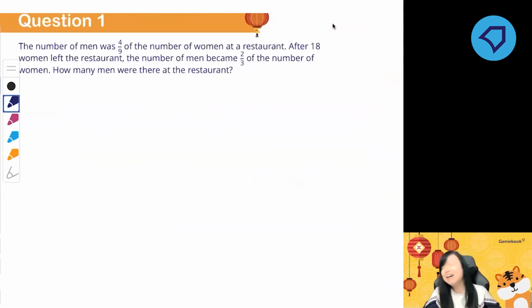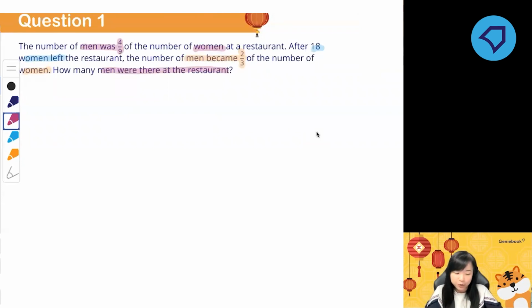Now, let's look at the first question. I will go through the first question together with you, and then you can try your bubble questions. Ready? Let's read the question first. The number of men was 4/9 the number of women at a restaurant. After 18 women left the restaurant, the men became 2/3 of the women. Question: how many men were there in the restaurant?